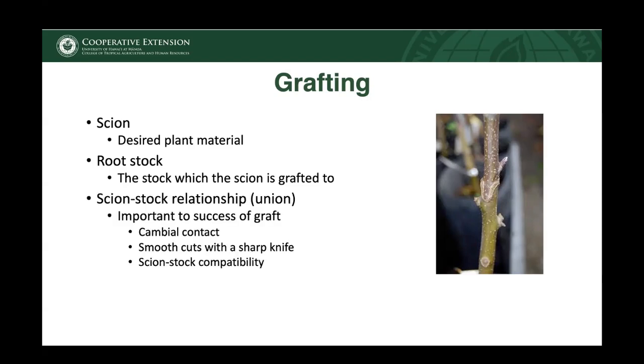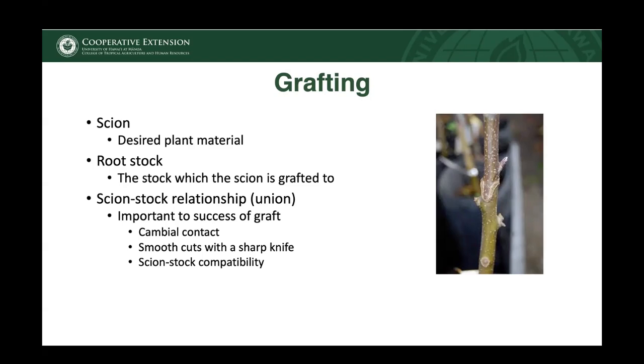And then this word union, or that scion-rootstock relationship, is very important. We talked about that cambial contact. When you're making the cuts on these grafts, you want to make sure that they are as smooth as possible. So you want to use the sharpest knife possible. And then you want to make sure that you line up those cambial zones as best as you can and make a tight connection with the grafting tape.